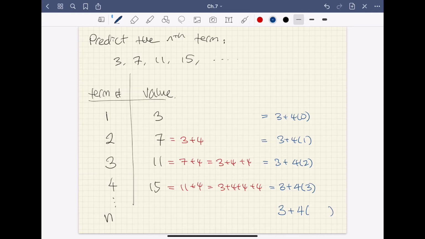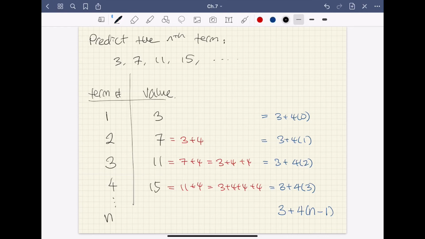Now, what is that something? Let's look at the something. Compare it to the term number. If the number we're multiplying is 0, our term number is 1. If our term number is 2, then the number we're multiplying is 1. If it's 3, then it's 2. If it's 4, then it's 3. What do you see there? The number we're multiplying is always 1 less than the term number. So if the term number is n, then what would be the number we're multiplying? It's always 1 less, so we need to subtract 1 from n.